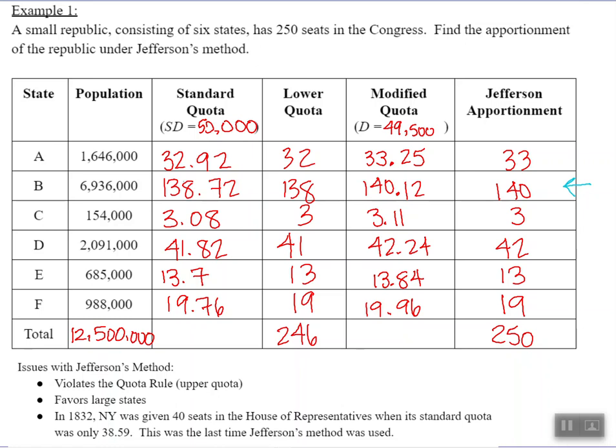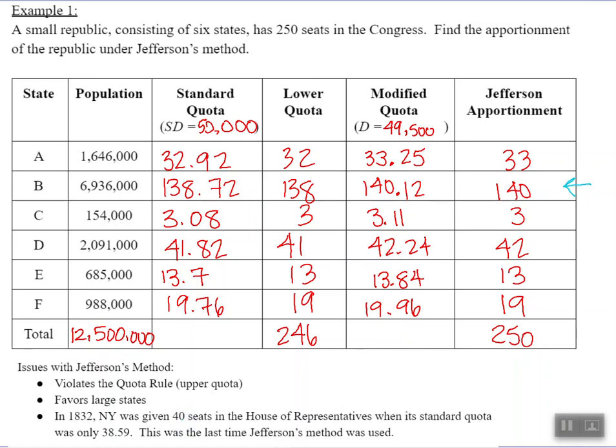In the 1832 apportionment, New York was given 40 seats in the House of Representatives when its standard quota was only 38.59. This was the first time that the Jefferson method had produced a violation of the quota rule, and Congress was in an uproar. Because of that, this is the last time that Jefferson's method was used for apportionment. After the 1840 census, a different method was used.